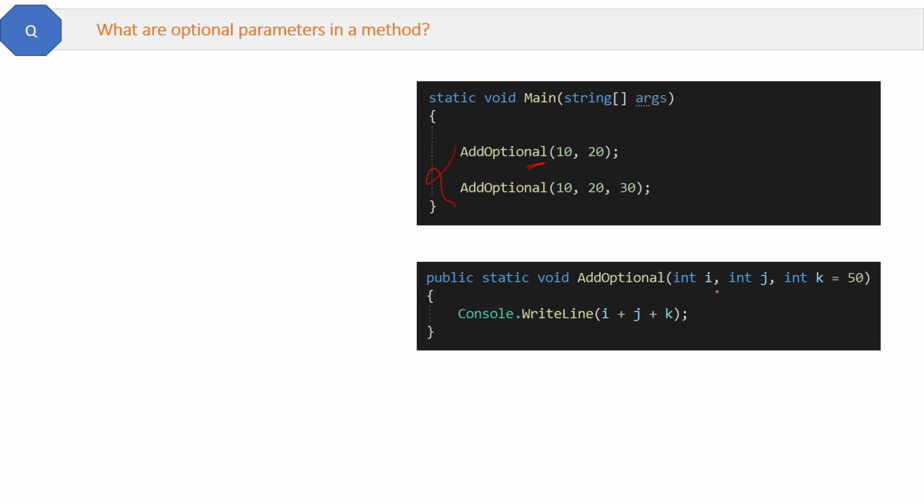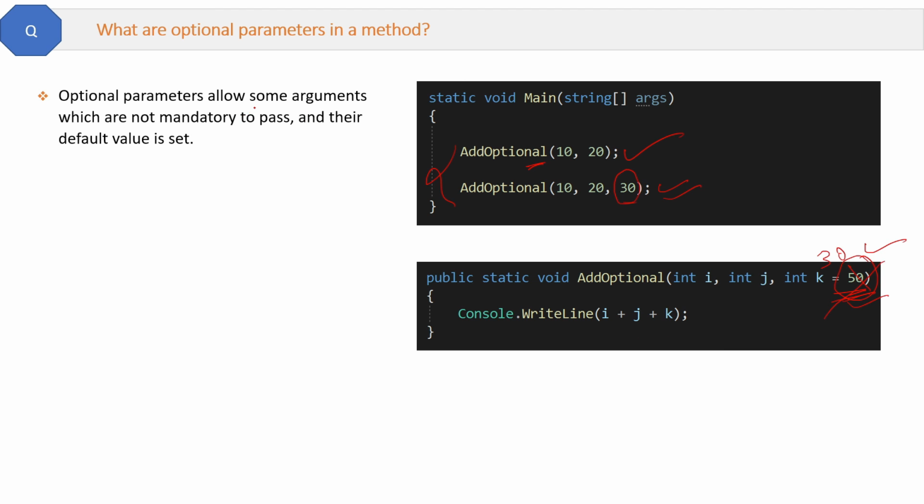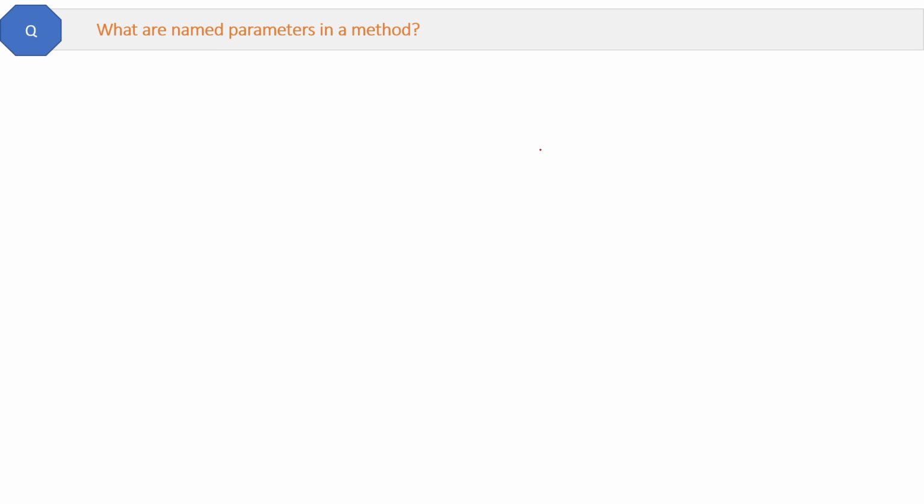Now this method has this third parameter with a default value. So this third parameter is an optional parameter. When you do not pass this third parameter in the method call like this, then the default value will be taken. Right now the default value is 50. And if we call the method with the third parameter, like with three parameters, then the value which is passed is taken and it will ignore the default value. So the definition is, optional parameters allow some arguments which are not mandatory to pass and their default value is set. That's it.